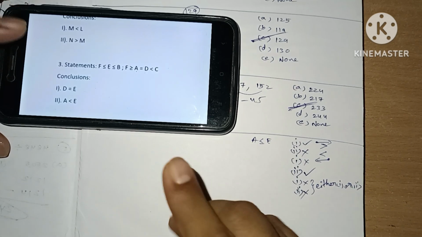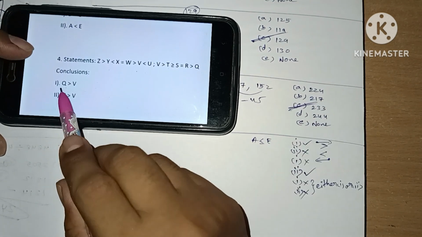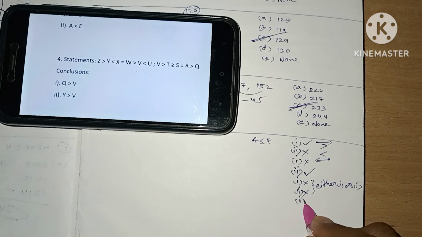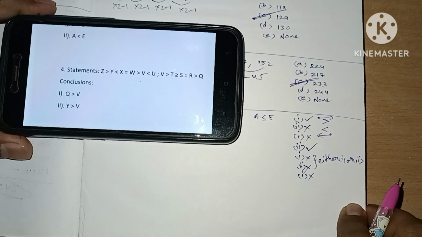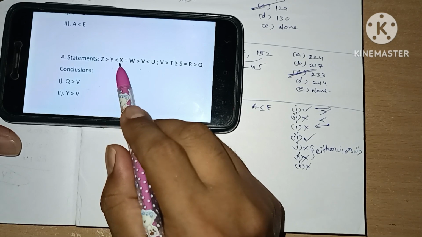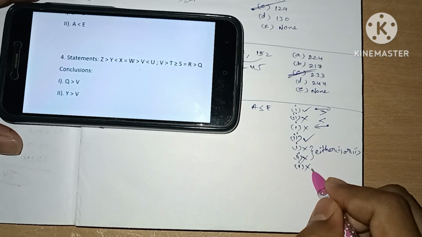Next, fourth question, the flow from Q to V. From Q there is no flow. So first conclusion will be false. Next, second conclusion, the flow from Y to V. From Y there is no flow. So second conclusion is false.